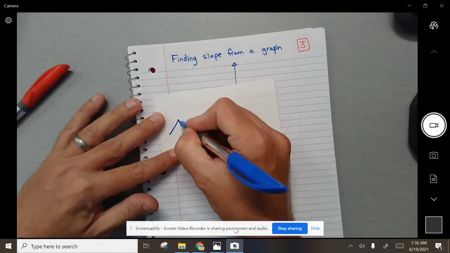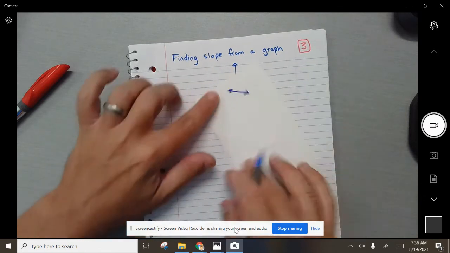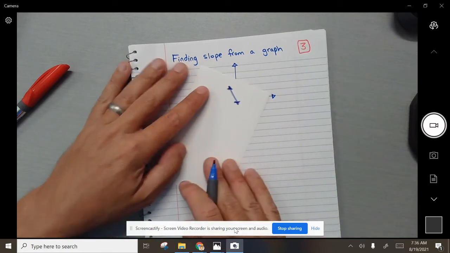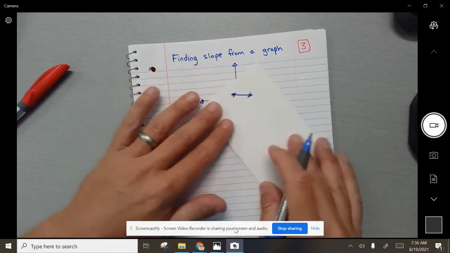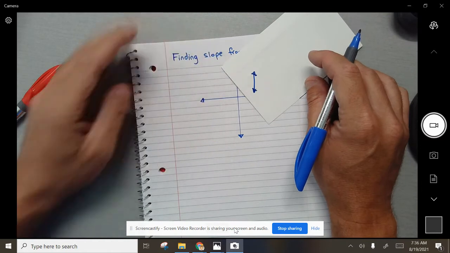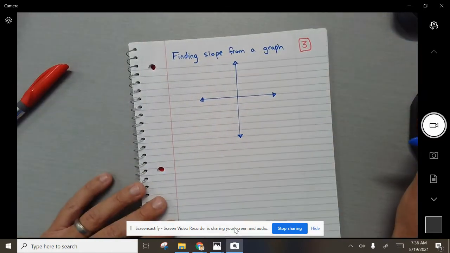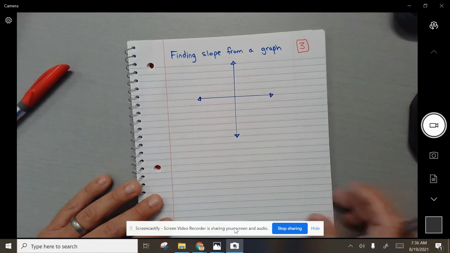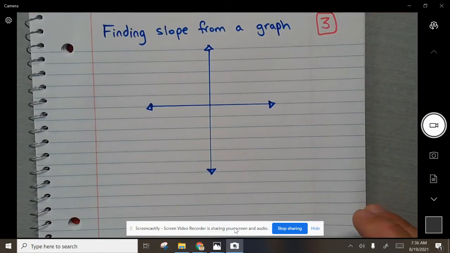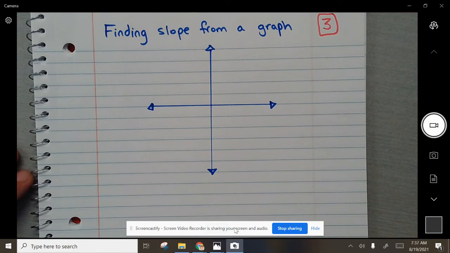So positive slope goes up. It would be on the graph like this, right? Negative slope would go like this on a graph, right? Zero slope would go side to side, and undefined slope would go up and down, on a graph. And you have notes on that from yesterday. So for today, we're going to go in detail about how to actually figure out slope. Slope is actually a fraction. So slope can be positive, negative, zero, or undefined.